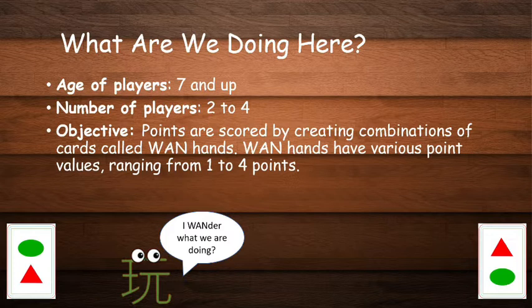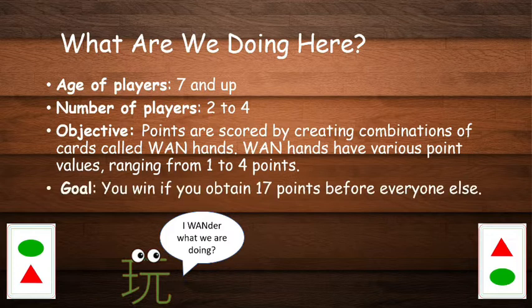Okay? And so what you're doing is you're trying to create these one hands, and your goal is to win by obtaining 17 points before the other person does. So the goal: you're randomly given these cards and you're trying to create these one hands.